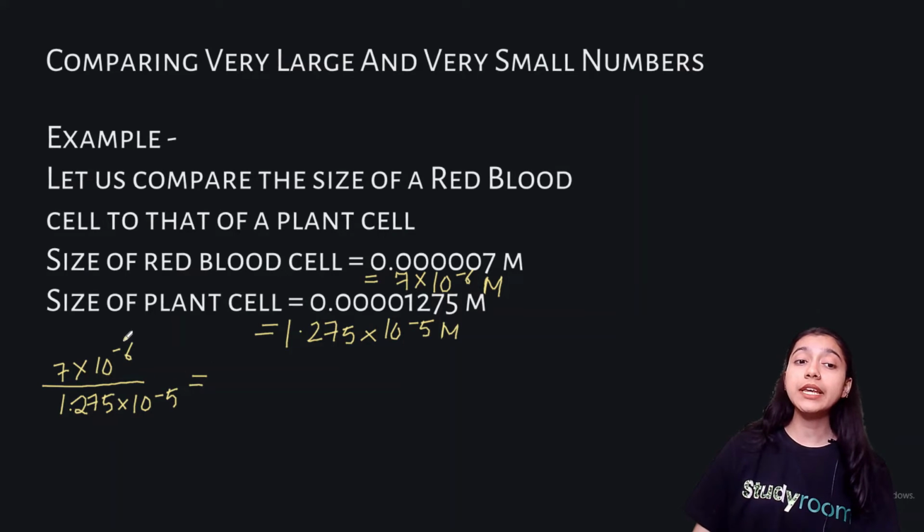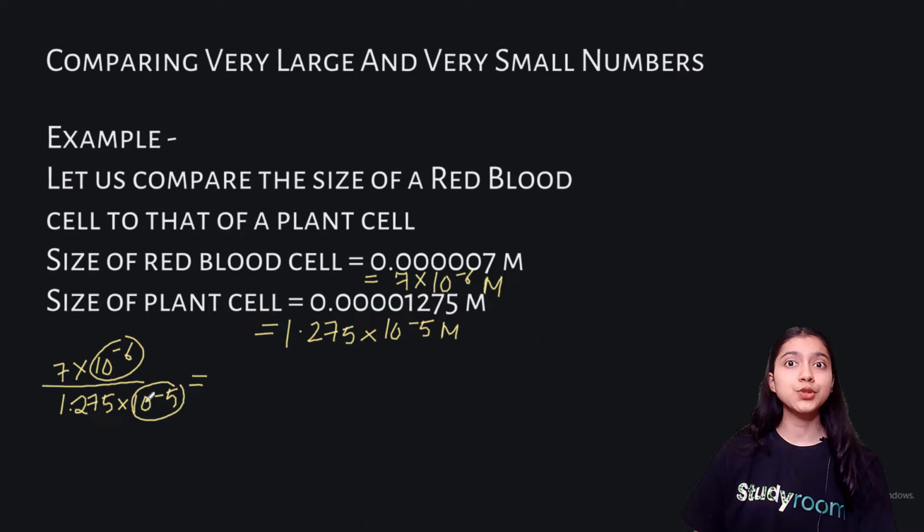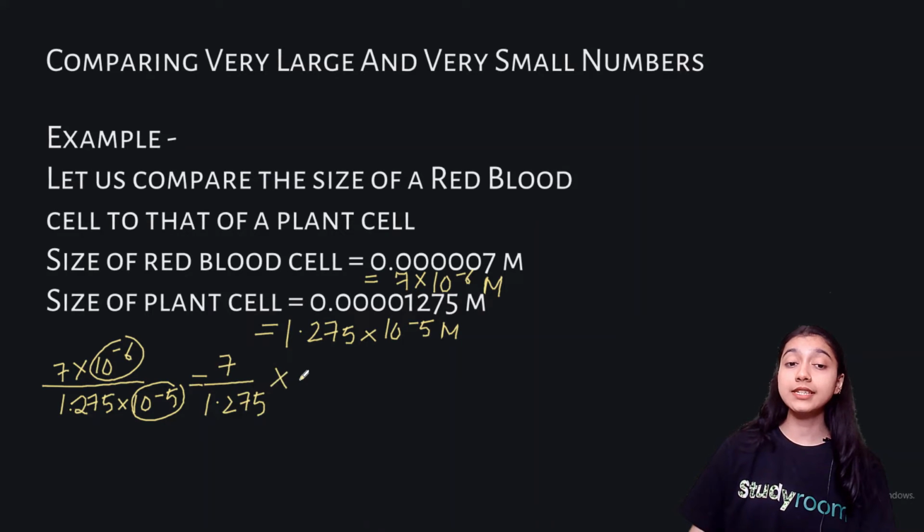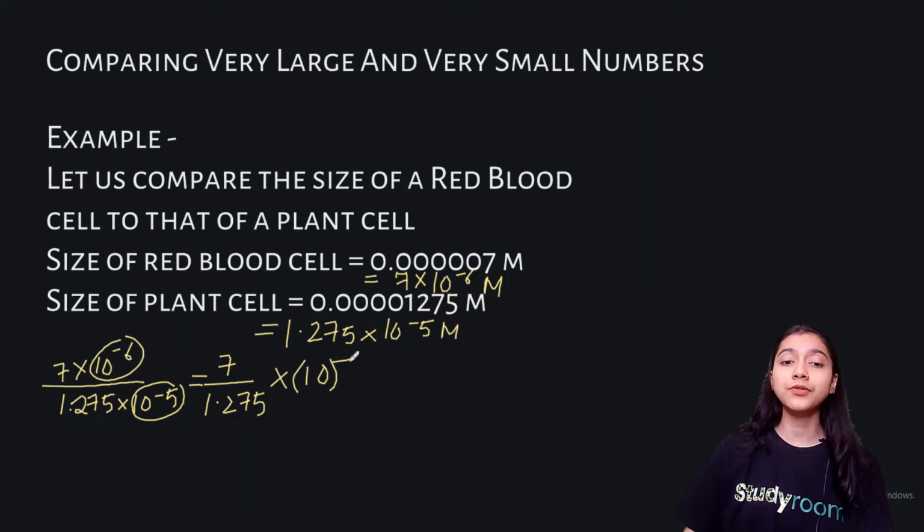Now we will be using the property of exponents over here. The bases are the same and they are divided, so the powers will be subtracted. Other things remain the same, that is 7 divided by 1.275 remains the same. Only this part, that is 10 to the power of minus 6 divided by 10 to the power of minus 5, we can write as 10 to the power of minus 6 minus of minus 5, which gives us plus 5, because we are subtracting the powers.